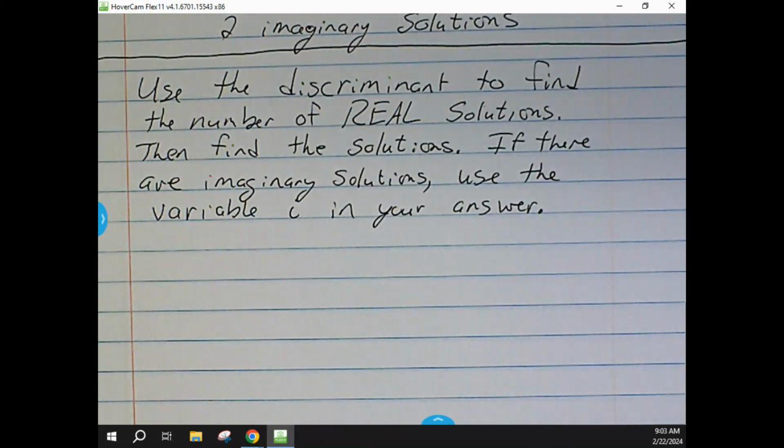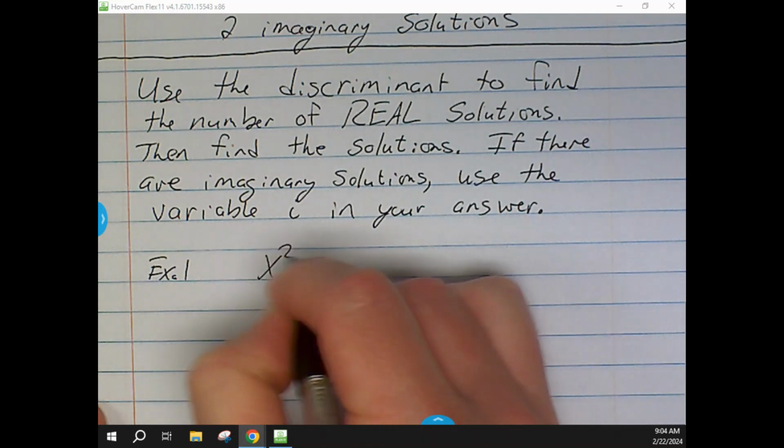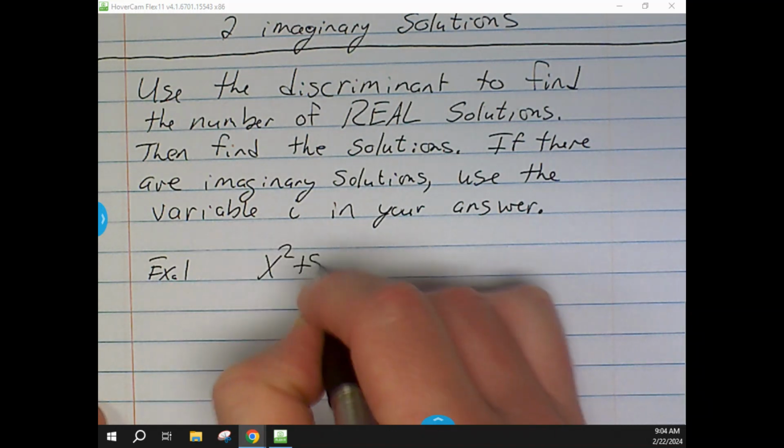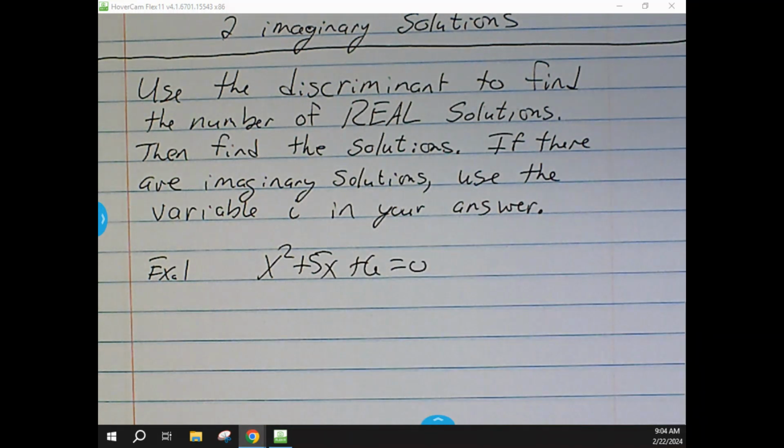So in MathXL, when you're working through these, does that mean that we get multiple tries, multiple attempts on a question? You get 2 attempts.